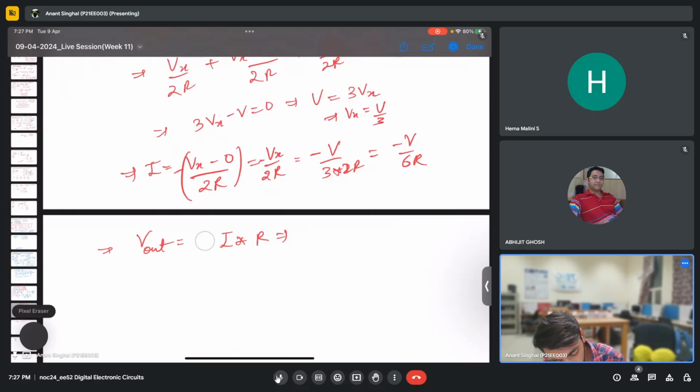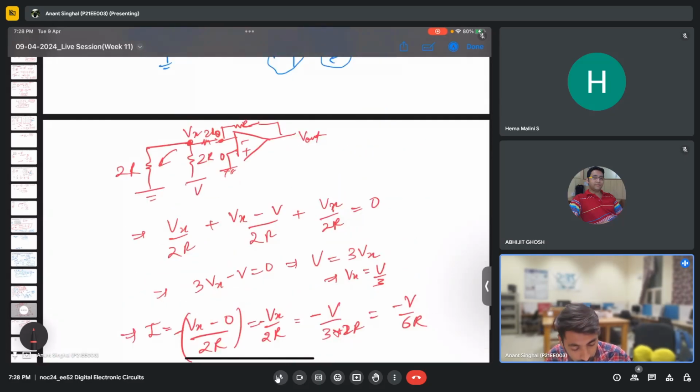V out minus V out plus IR is equal to 0. So this will give plus IR. Okay. So we have just calculated this, minus V by 6R times R. Final V out will be minus V by 6.